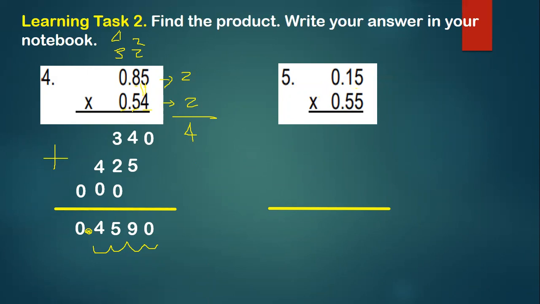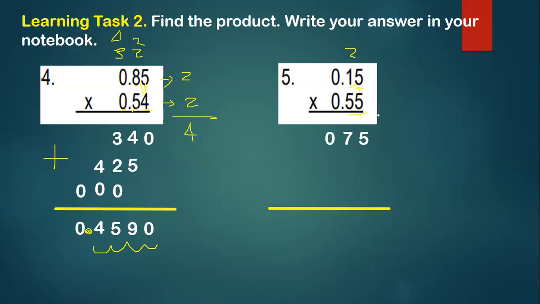Okay, number 5 tayo. Multiply 1500s by 5500s. So, multiply like whole numbers lang. Huwag matatakot sa mga decimal point na yan. Simula tayo sa kanan. So, that is 5 times 5, and that is 25. So, carry 2. And then 5 times 1 is 5 plus 2, that is 7. 5 times 0, that is just 0.